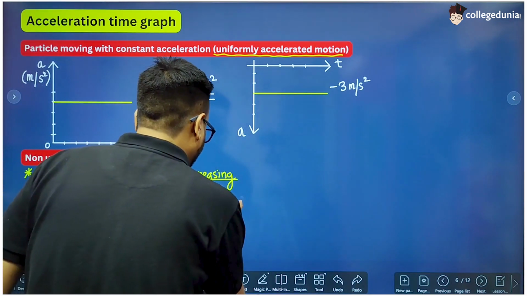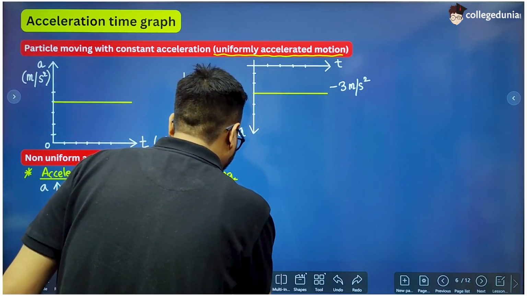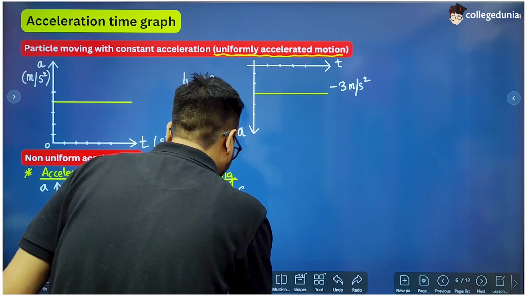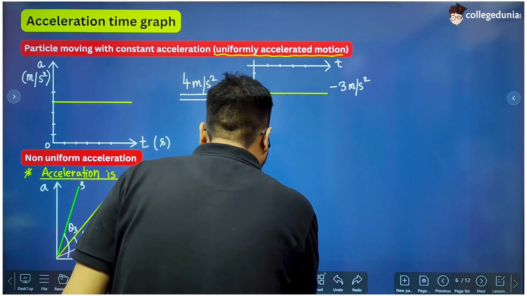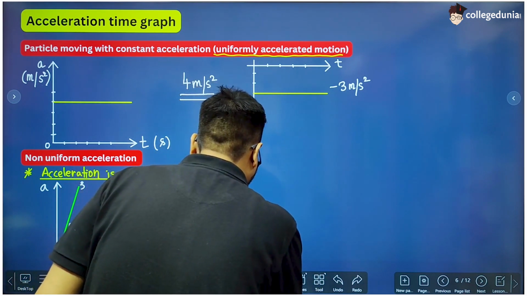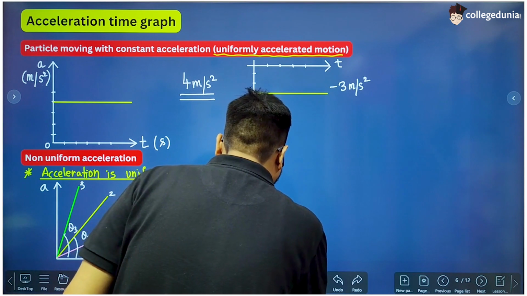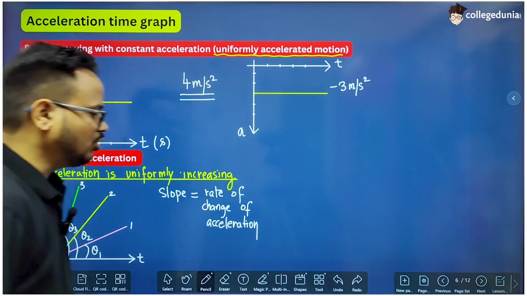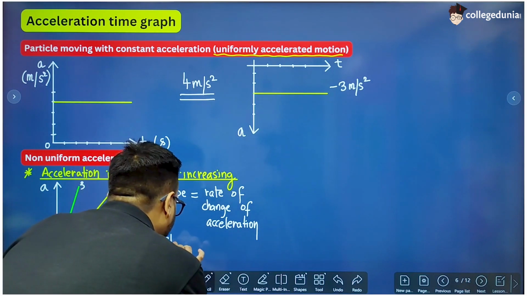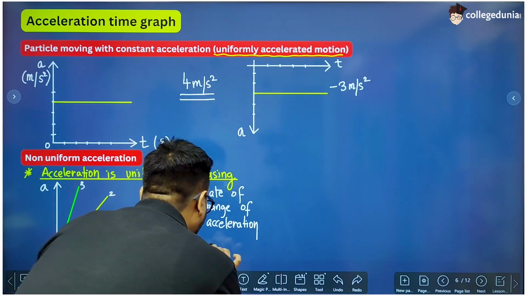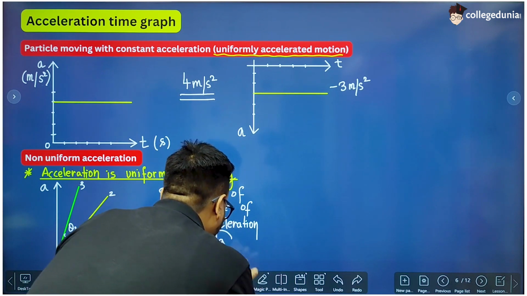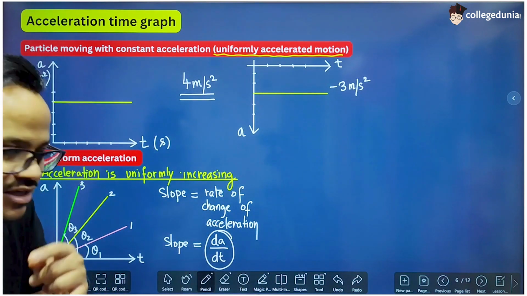So slope is the rate of change of acceleration. That is, we can say that the slope is simply dA by dt. Slope is simply dA by dt. That is the rate of change of acceleration.